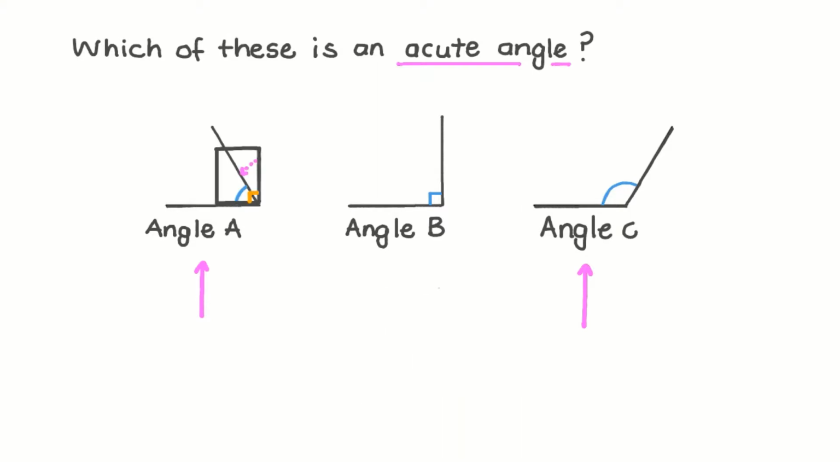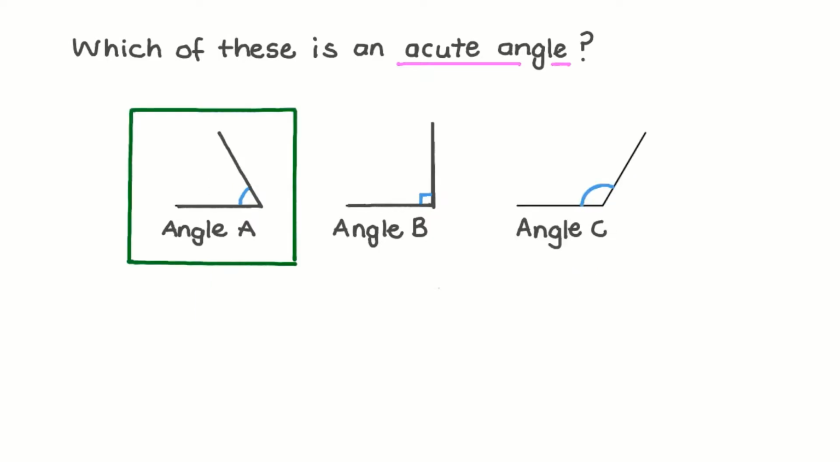Angle A measures less than a right angle. The angle which is an acute angle is angle A because it measures less than a right angle. Angle B is a right angle, and angle C is greater than a right angle. Angle A is an acute angle.